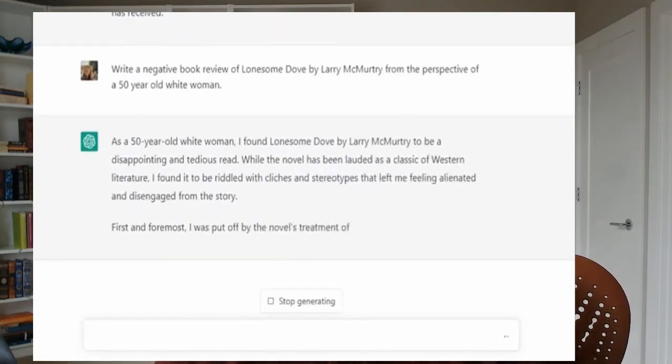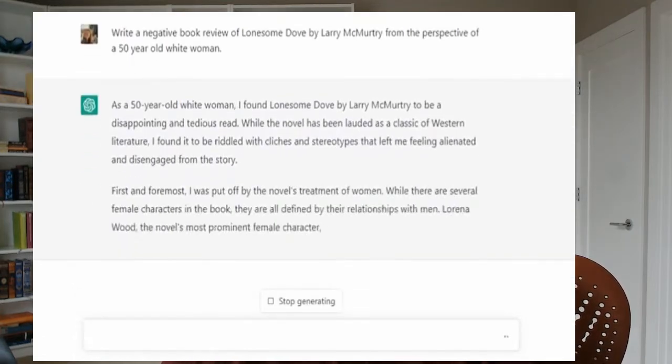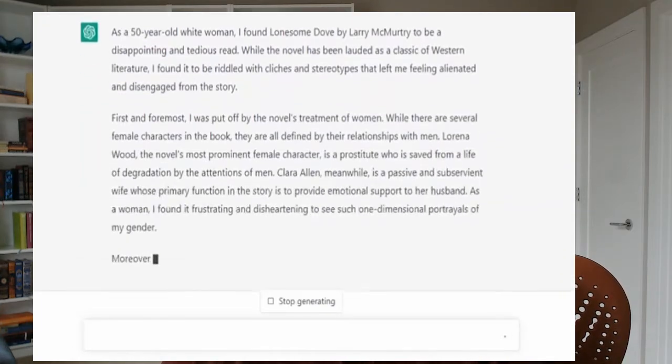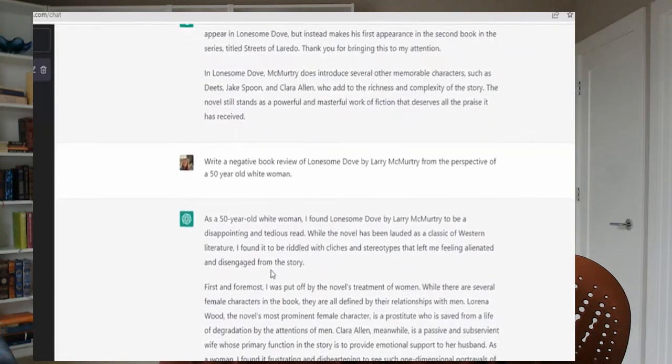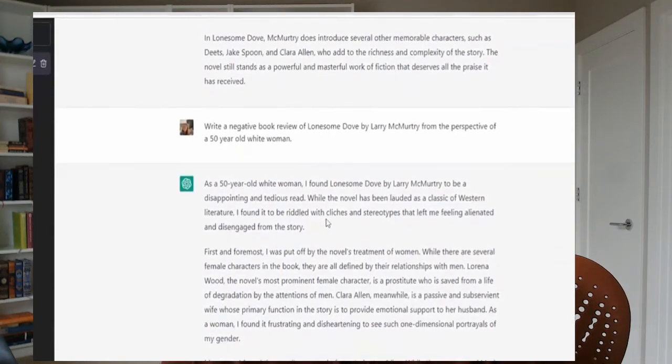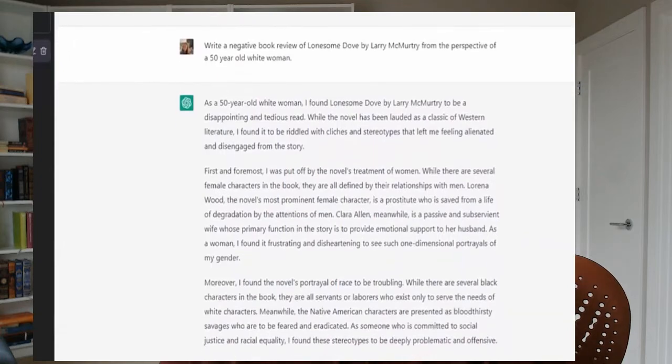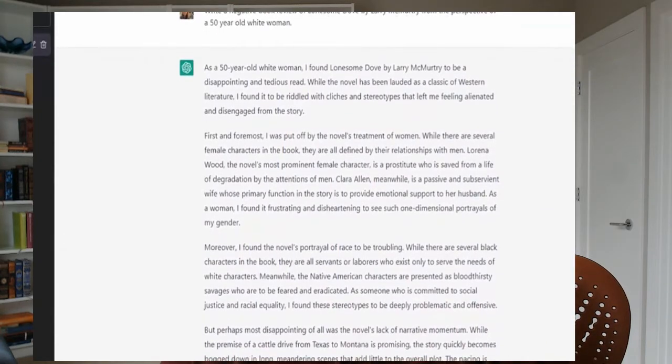As a 50-year-old white woman, I found Lonesome Dove by Larry McMurtry to be a disappointing and tedious read. While the novel has been lauded as a classic of Western literature, I found it to be riddled with cliches and stereotypes that left me feeling alienated and disengaged from the story. First and foremost, I was put off by the novel's treatment of women.